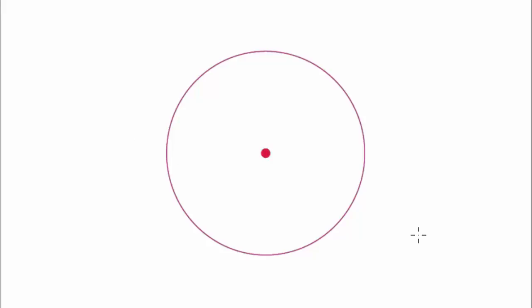Now, what we're quickly going to look at is a few properties of circles and lines. Now, if we have a circle, and this line touches the circle at one point, one intersect, we call this line the tangent.